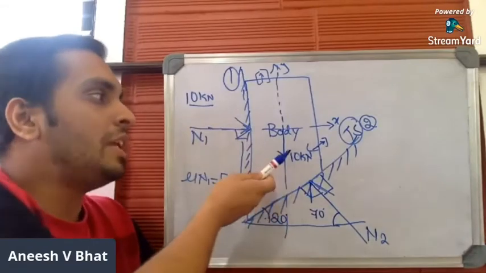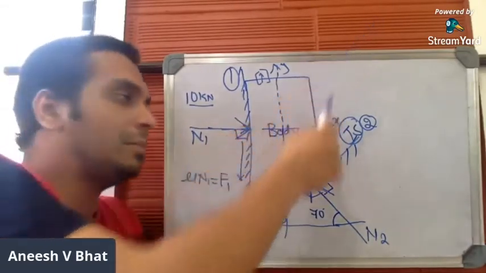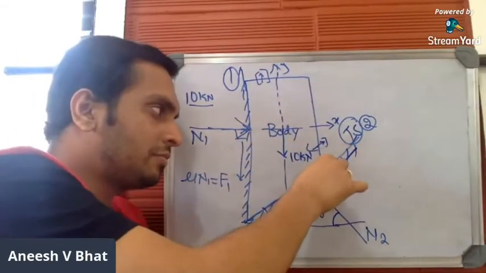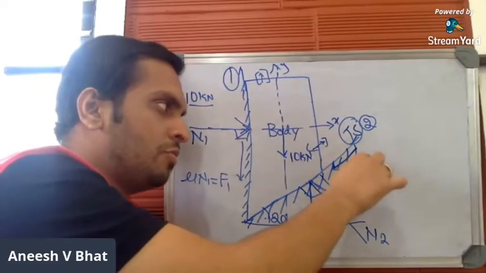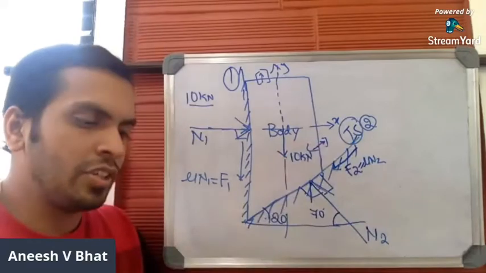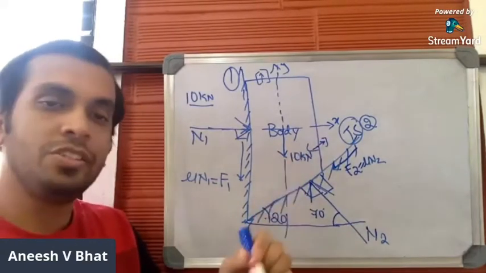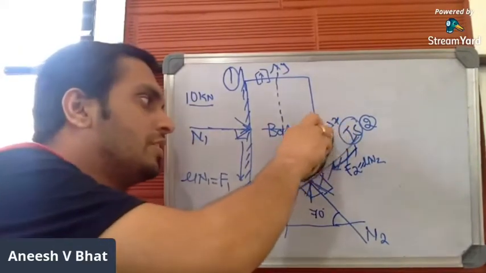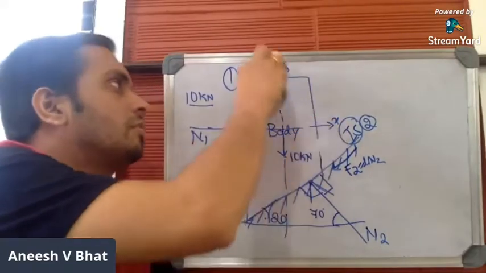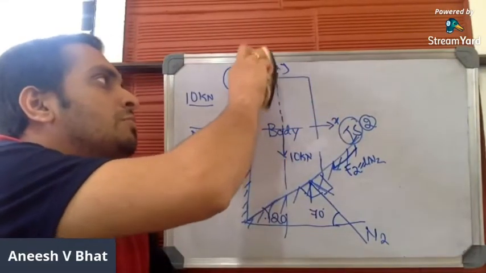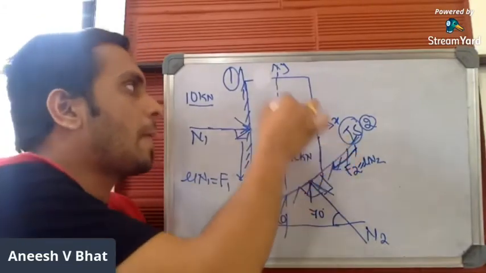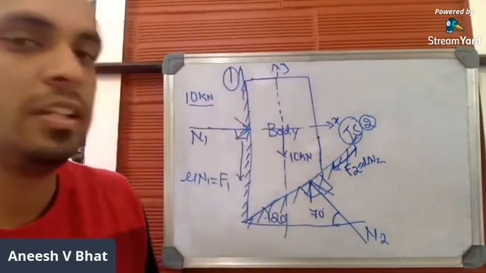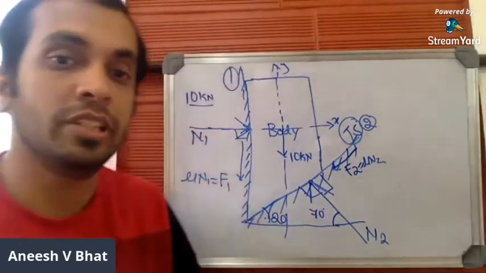Even here, the trend of motion of body is up the plane. So frictional resistance should be acting down the plane. Let me mark this as F2, which is equal to mu into N2. And the frictional resistance F2 should be tangential to the surface. F2 should always be tangential to the surface. So we have marked all the forces now, including the frictional resistance.